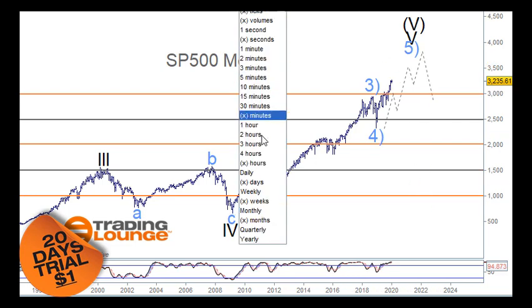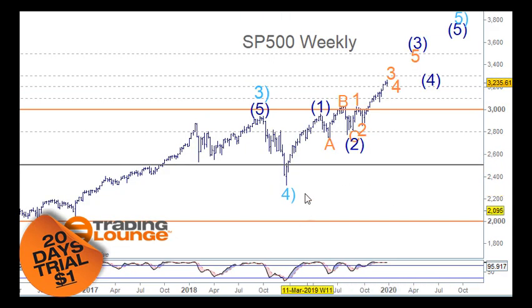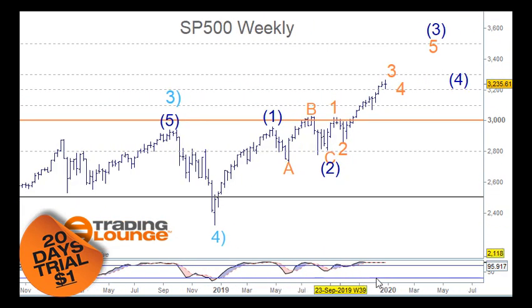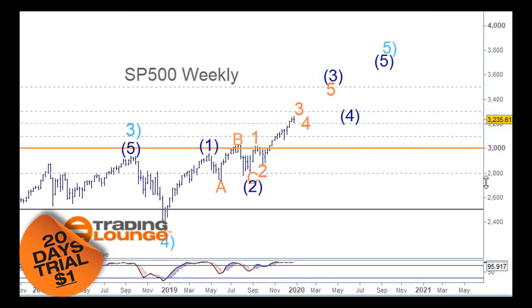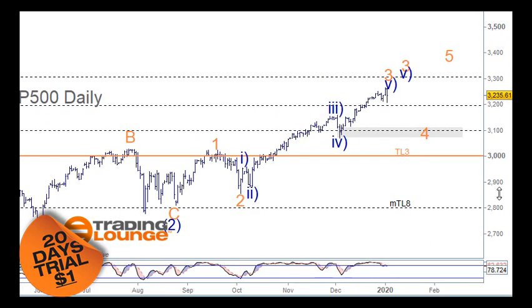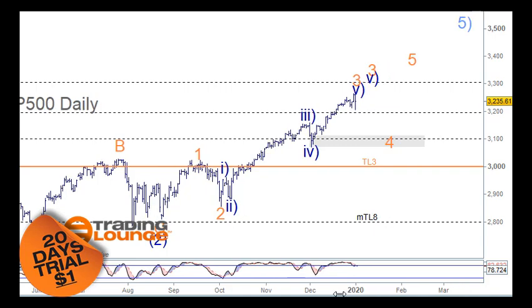If we drag that into the weekly chart and pick it up from this wave 4, we're looking at it like this. So we still have a long way to go with all of this, and onto the daily chart here.